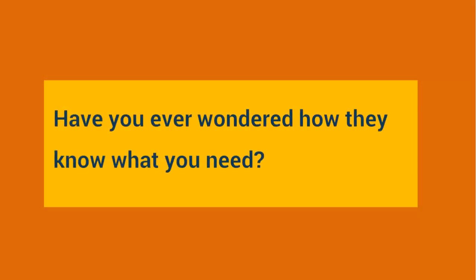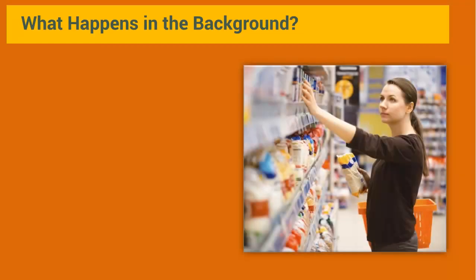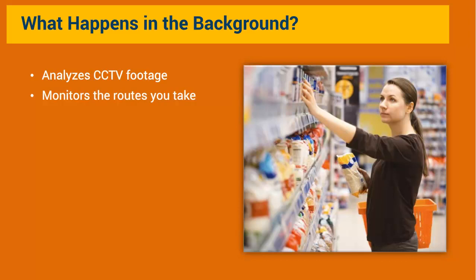Have you ever wondered how they know what you need? This is what happens in the background. The grocery chain has a team that analyzes CCTV footage. They analyze routes you take to navigate through the store, the particular places you halt most. This helps them select the optimal spot to place promotional messaging, thus enhancing in-store marketing.